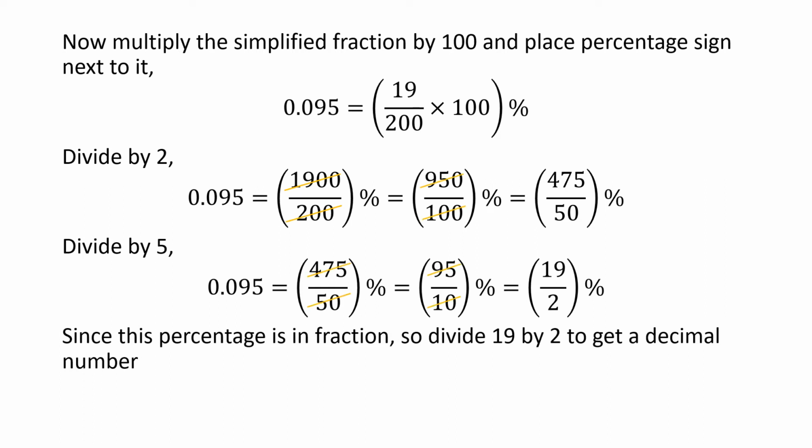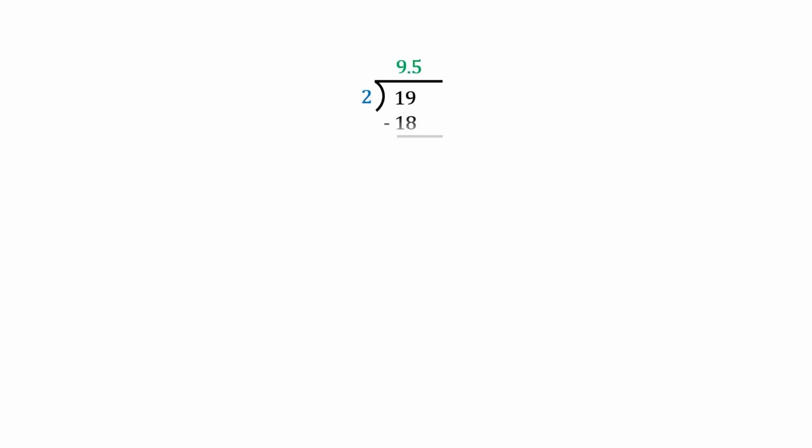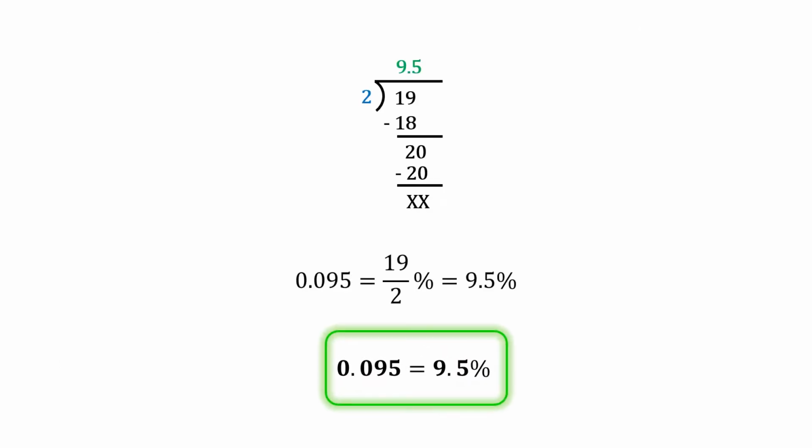Now multiply the simplified fraction by 100 and place percentage sign next to it, then again simplify the new fraction, so after further simplification here we have 19 upon 2%, since this percentage is in fraction, so divide 19 by 2 to get a decimal number. So by dividing 19 by 2, we have 9.5%, therefore, 0.095 is equals to 9.5%.